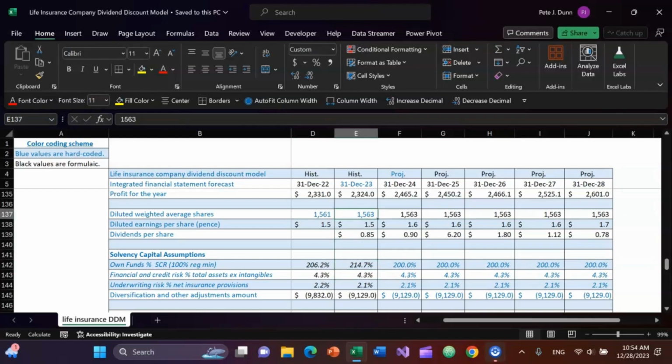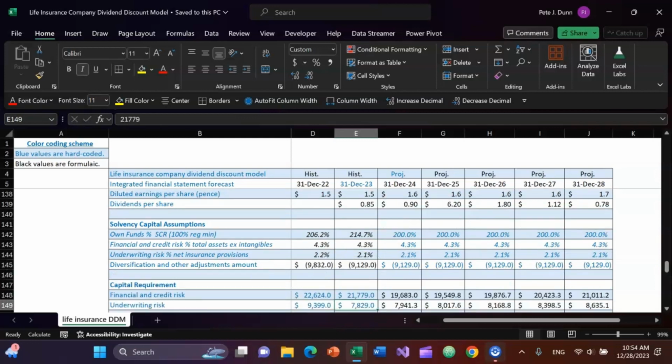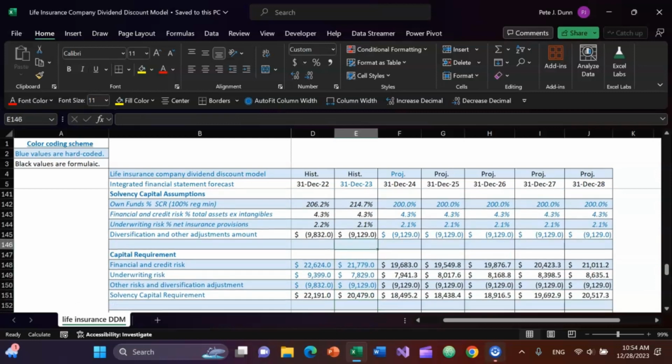That is the share amount. And then you can see dividends per share. We'll come down to solvency capital assumptions. I've built those in. Own funds as a percentage of the solvency capital ratio. This has to be a minimum of 100%. Under the current regulatory regime, I'm assuming 200%.